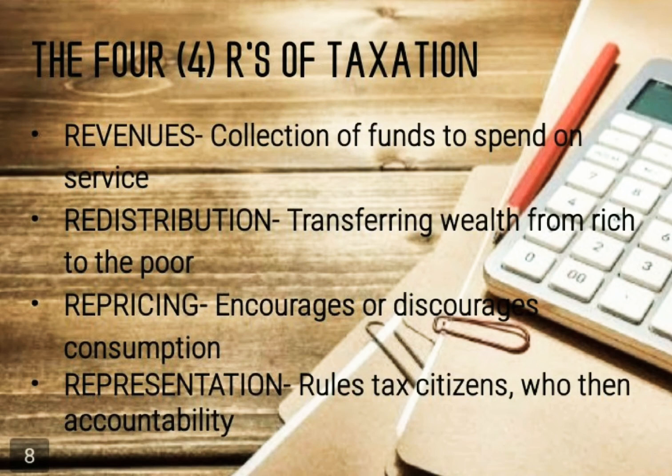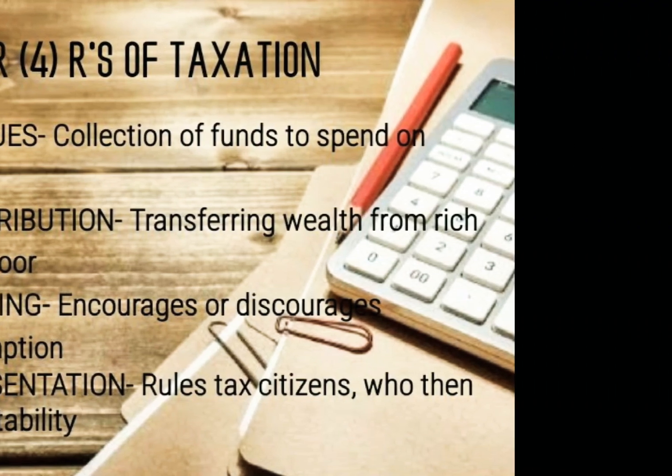The third one is reprising. Reprising encourages or discourages. For example, the imposition of tax on tobacco covers externalities, a tax to discourage smokers. And lastly, representation. Representation is the study of direct taxation and indirect taxation.